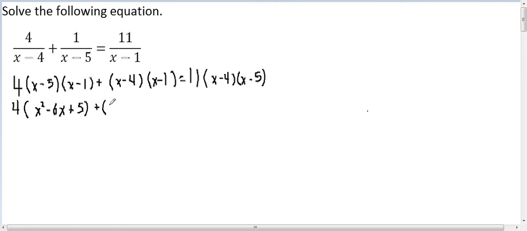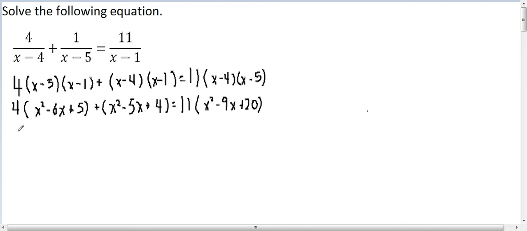plus x times x is x squared, minus 4 and minus 1 gives us minus 5x, minus 4 times minus 1 is plus 4, is equal to, once again we'll keep the 11 for this step, x times x is x squared, minus 4x minus 5x is minus 9x, and minus 4 times minus 5 is plus 20.